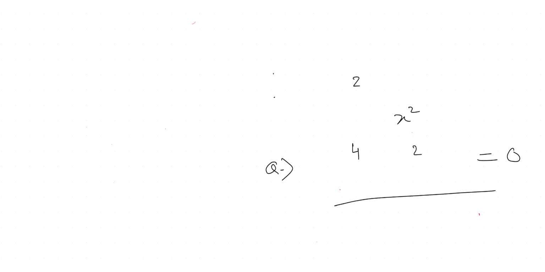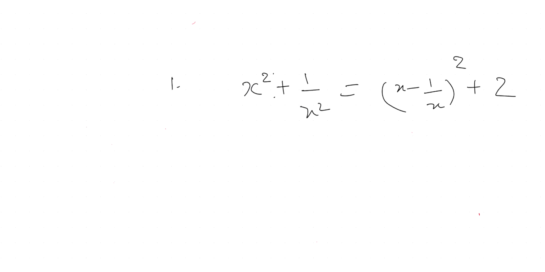So x square plus 1 by x square is basically also taught in something else, which is about AP and GP. I can rewrite this as x minus 1 by x whole square plus 2. If I remember the formula for a minus b whole square, this will really be applicable over here. A minus b whole square is a square plus b square minus 2ab. So the moment you do that over here, you get this term.